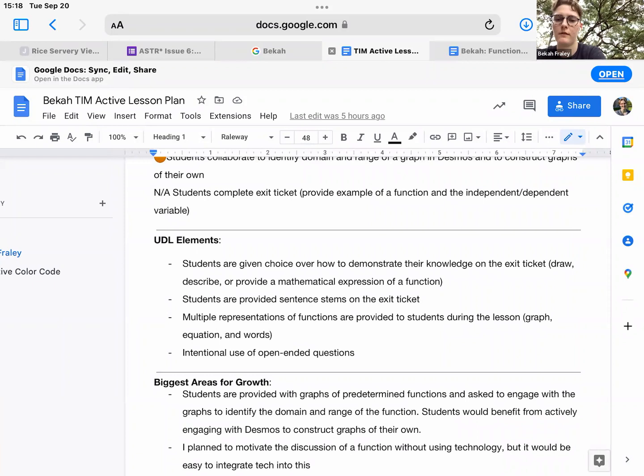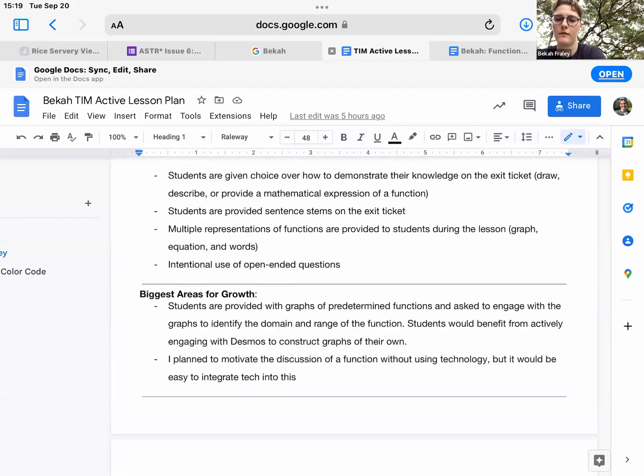So we talked about some of the UDL. You're given choice over how to graph those in the collaborative groups. I'm giving them multiple representations of functions. I'm using words, an equation, a graph, a picture. And then at the end, there's an exit ticket with sentence stems to really help them out there. Also, I imagine in a classroom, I would have a word wall with math vocabulary, something of that nature to really help get the language down for students.